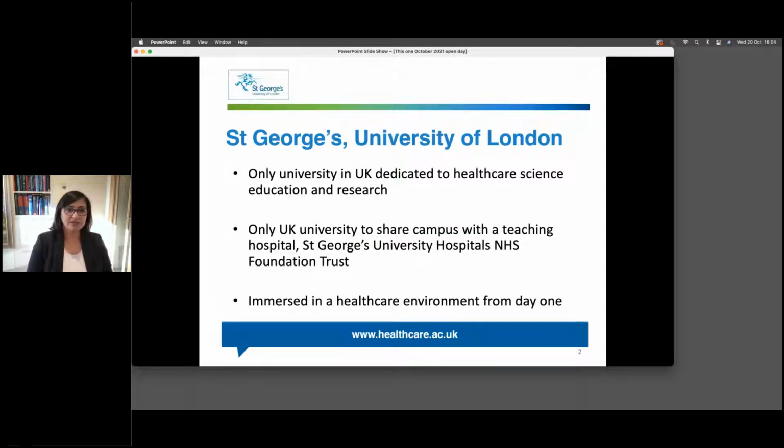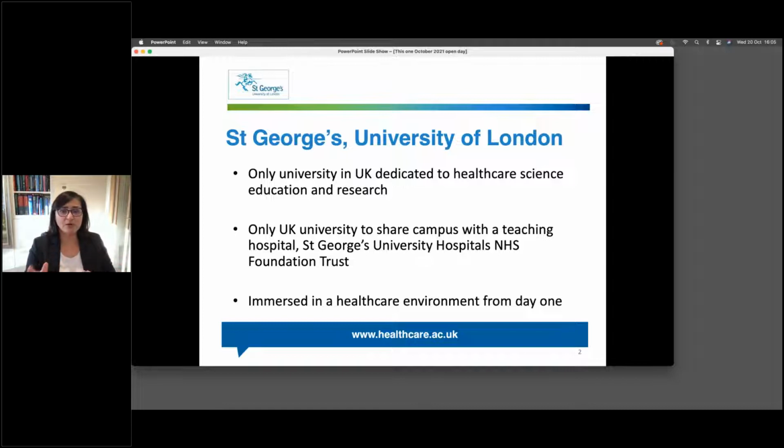Okay, so St. George's University of London, we're the only UK university dedicated to healthcare science, education and research. We're the only UK university to share a campus with a teaching hospital, St. George's University Hospital. And so what I mean by that is that when you actually come onto the campus, there's a hospital and there's a university, and they share that site together.